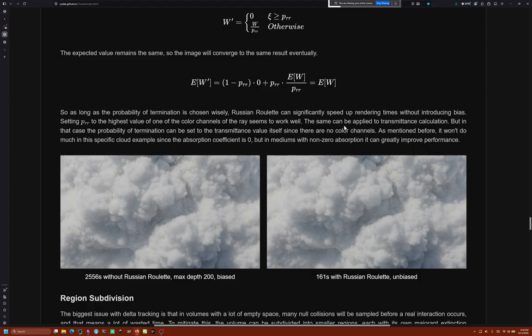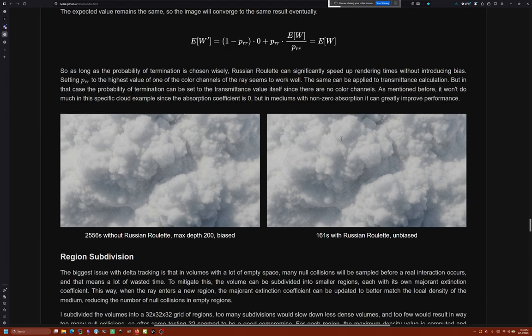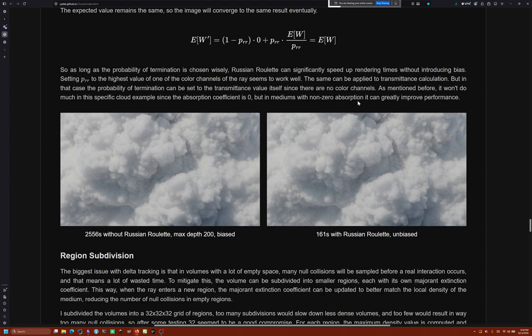Same can be applied to transmittance calculation, but in that case, the probability of termination can be set to the transmittance value itself, since there's no color channels. As mentioned before, we don't do much in the specific cloud example because the absorption coefficient is 0. If you have a non-zero absorption coefficient, that could be a benefit.